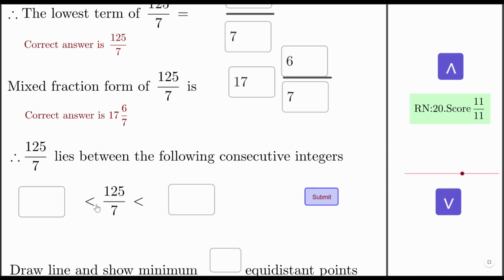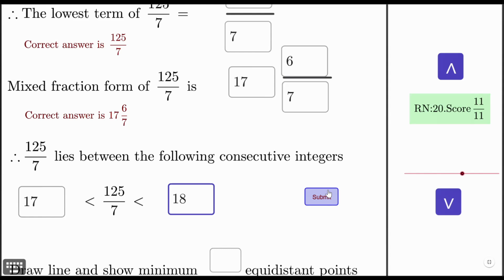So 125 upon 7 lies between two integers. 17 is the first integer. See, you can see here we have expressed 125 upon 7 as 17 integer 6 by 7. So obviously the first number is 17, the next number is one more than 17, that is 18. Press the submit button.